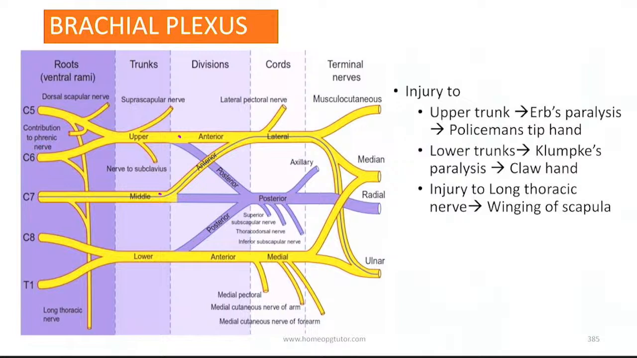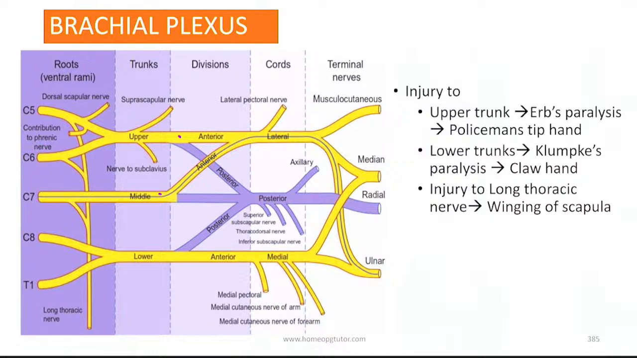Cords do give branches. The lateral cord gives only one branch, the lateral pectoral nerve. The medial cord gives the medial pectoral nerve, the medial cutaneous nerve of arm, and the medial cutaneous nerve of forearm. These are the branches of the cords. The posterior cord gives off branches: the superior subscapular nerve, thoracodorsal nerve, inferior subscapular nerve, and the major nerve that arises from the posterior cord is the axillary nerve.